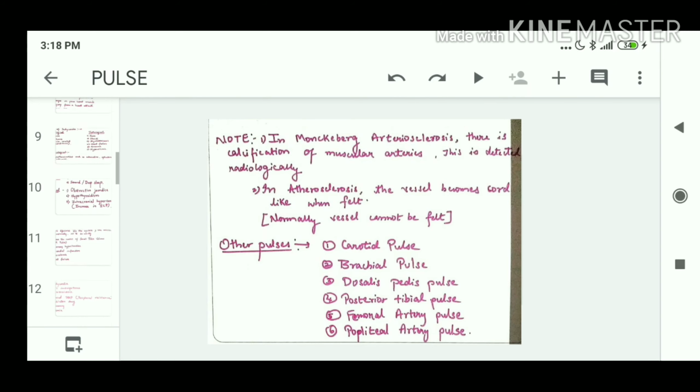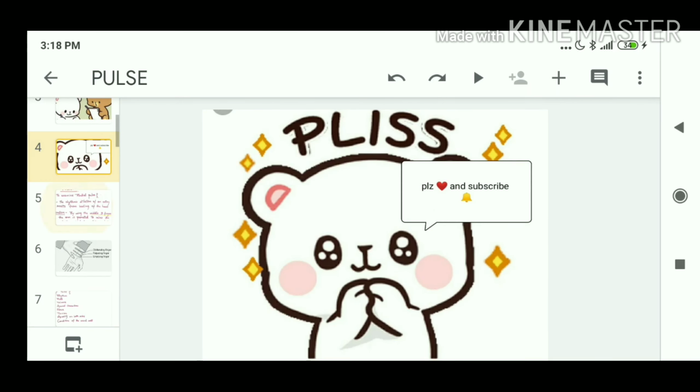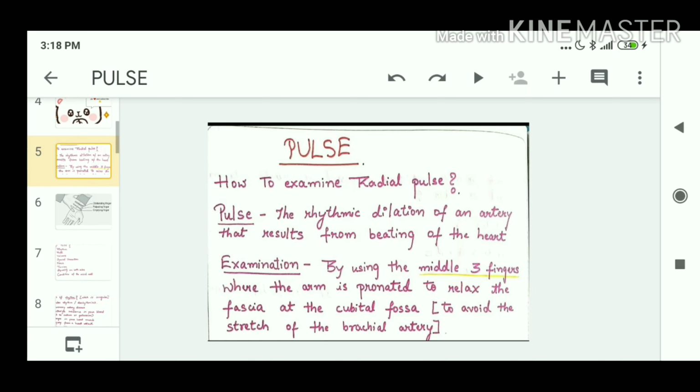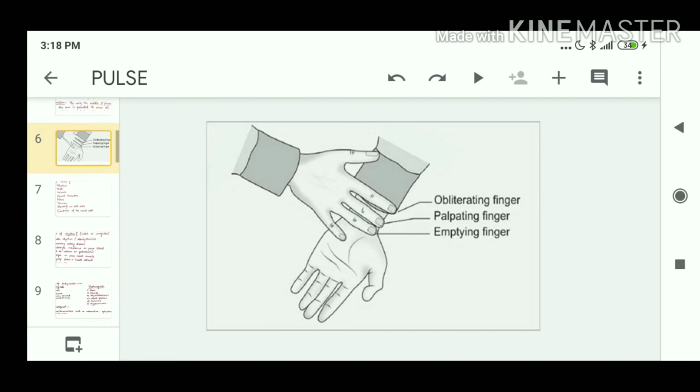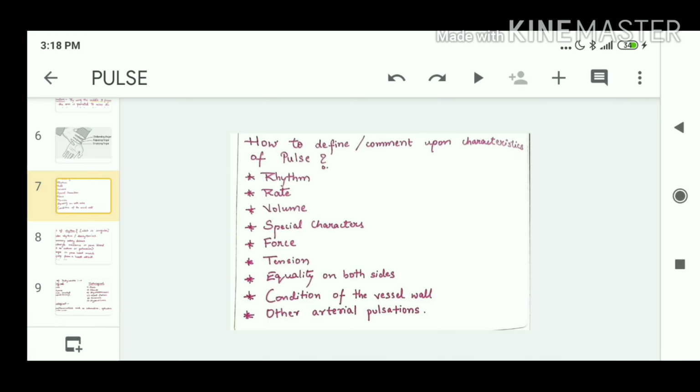So again we will revise once more. I told you about the pulse, its definition, and how you will examine it using three fingers: index, middle and ring finger. Then the characteristics of the pulse, how you define a pulse in various ways: rhythm, rate, volume, special characters, force, tension, equality on both sides, and condition of the vessel wall. In condition we saw two conditions, Monckeberg and atherosclerosis, isn't it? And other arterial pulsations also we saw.